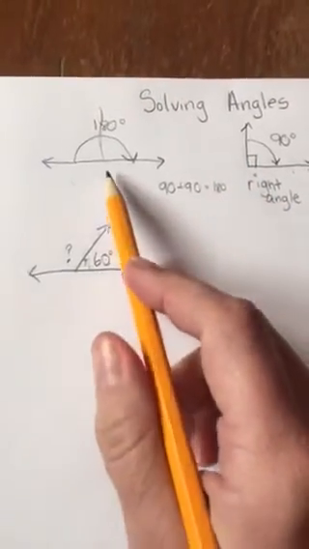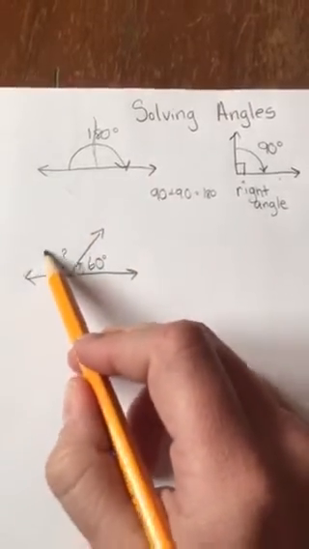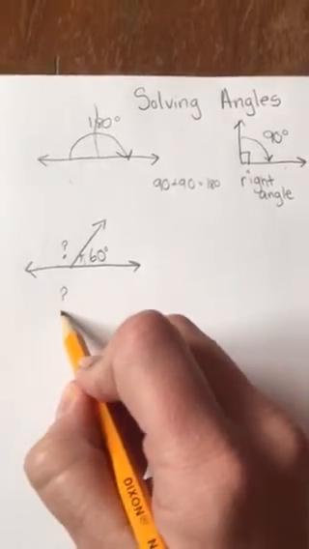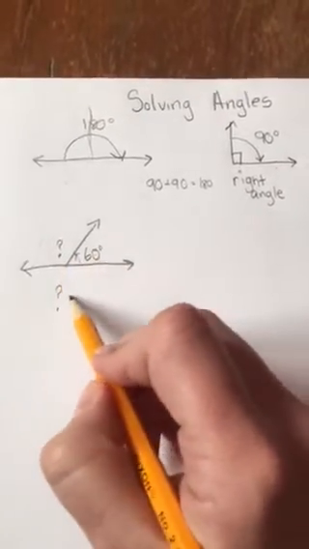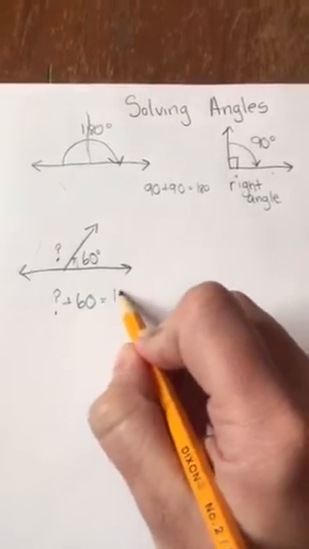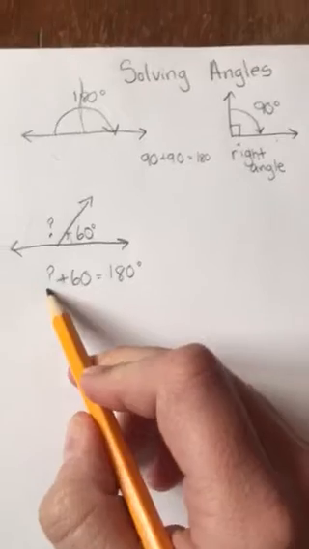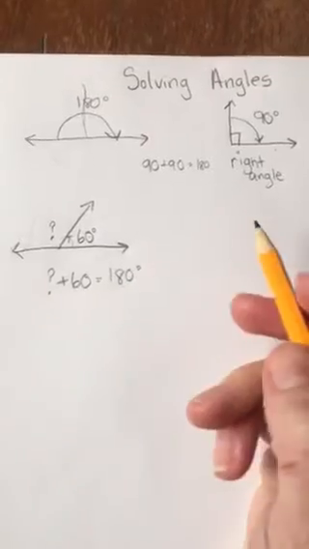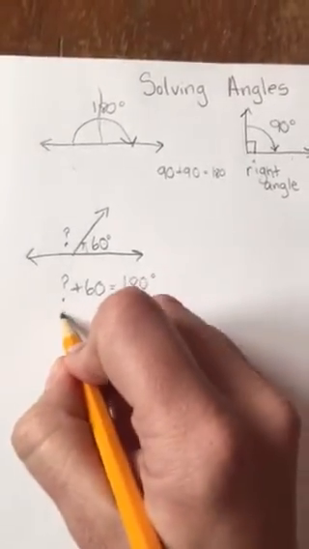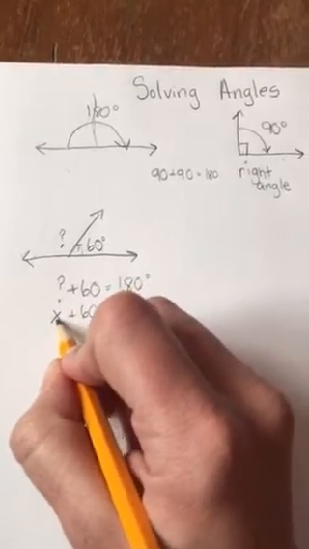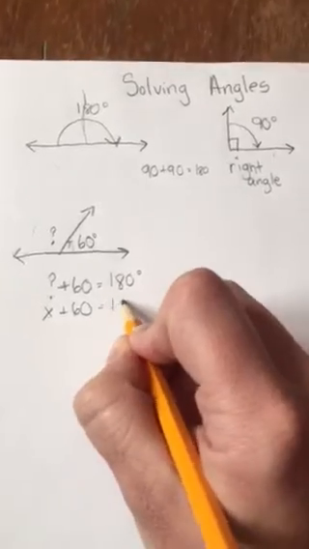So using what we know about a straight line, from this side all the way over here is 180 degrees. So I'm going to take that question mark, and if I add it to that 60 degrees, I'm going to get a straight line, which is 180 degrees. Let me fix that. So this unknown angle plus this 60 degrees will equal 180 degrees. So we can put x in for the question mark. That is my variable, plus 60 equals 180.